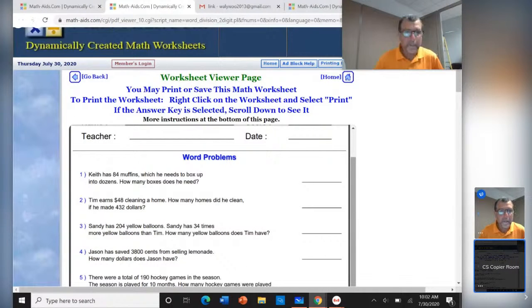Let's do number 2. Tim earns $48 cleaning a home. How many homes did he clean if he made $432? Okay, so there's 2 numbers there. There's the 48. So each home he cleaned is $48, and he made 432 total. So this is going to kind of be a division problem or multiplication problem. Either or. What you do is you'd have to multiply 48 times something to get 432, or we could divide the 432 by 48. So let's try that.